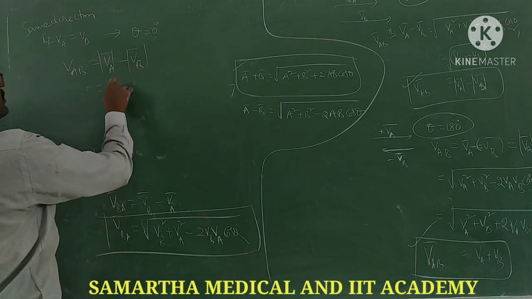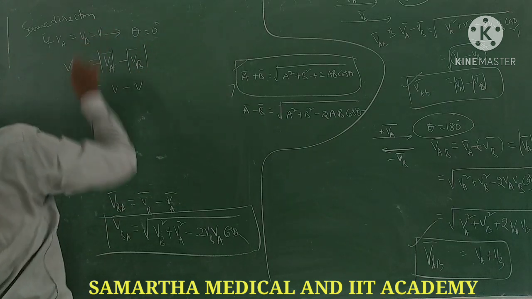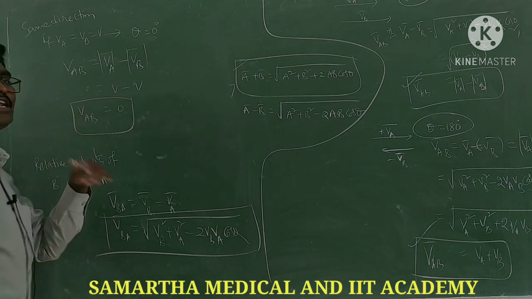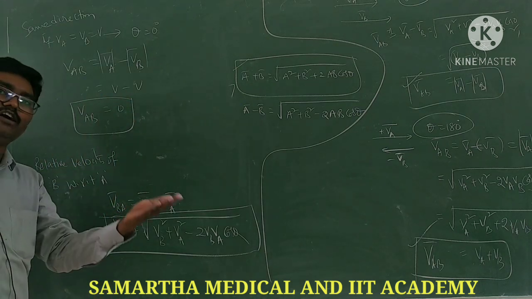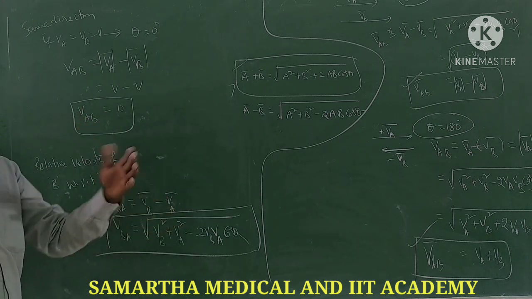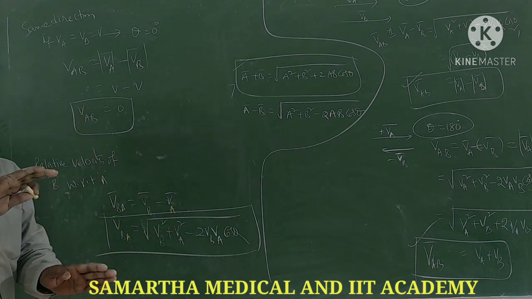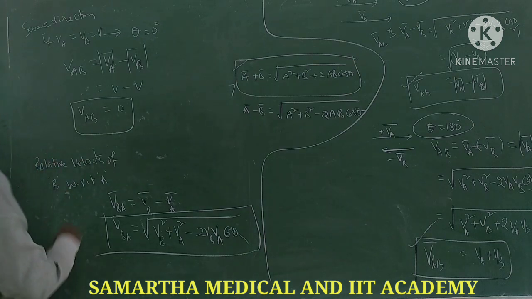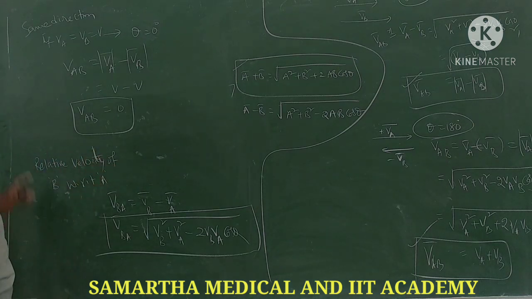Okay, so what is this? V minus V, 0. So that means the velocity of A with respect to B is 0, and the velocity of B with respect to A is also 0. So one appears to the other to be at rest, even if they are going along the same direction with the same speed.